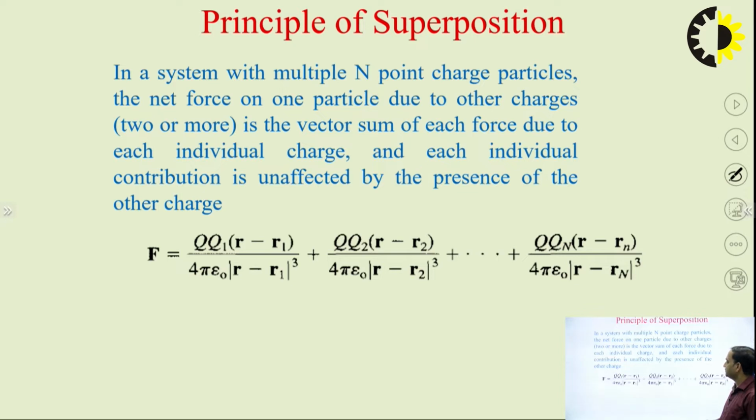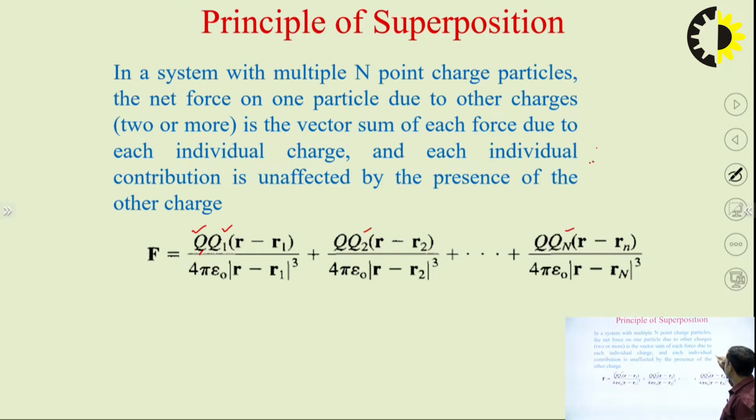Here we have the principle of superposition. In the previous case, we found the force between two charges. Now we have the superposition theorem, in which more than two charges are placed, and I want the force exerted on one charge q due to the different charges. This is the formula we get when we want to find the force on q due to charge q1, due to charge q2, and so on.